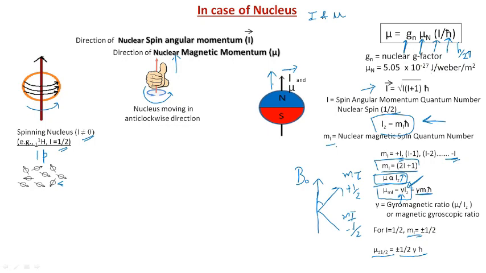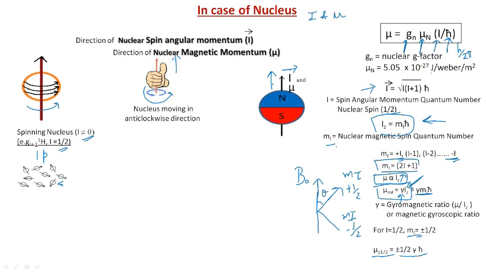One more thing, quantum mechanics tells us that these two magnetic moments of a nucleus cannot be parallel to the applied magnetic field. They are oriented at an angle theta to the applied magnetic field.